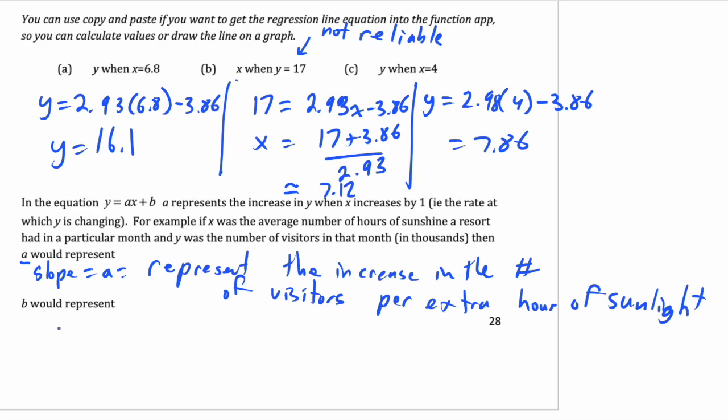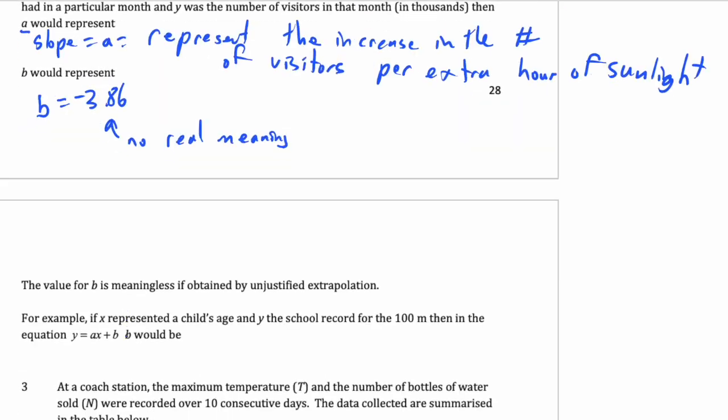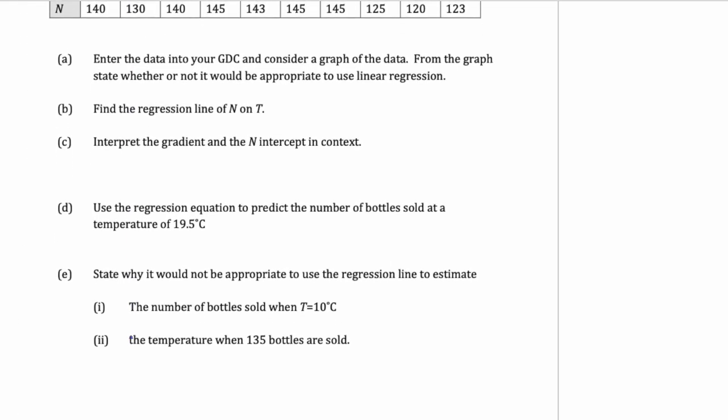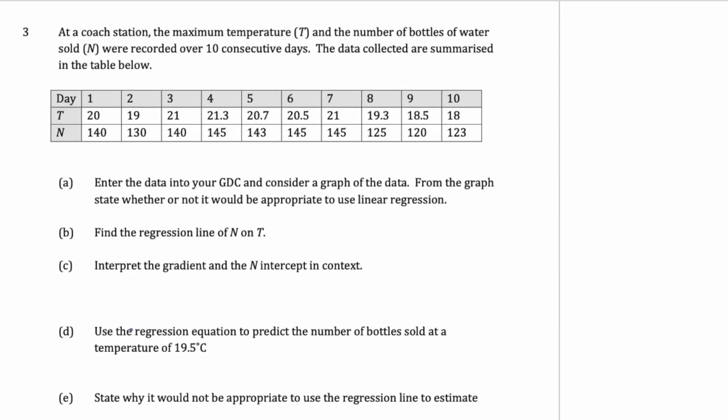Okay, b in this case, well, sometimes it doesn't mean anything. It usually means initial value, but the b is negative 3.86, so you cannot have a negative number of visitors, so there's no real meaning here. That happens sometimes. Sometimes this has a meaning, like an initial value. Sometimes it does not.